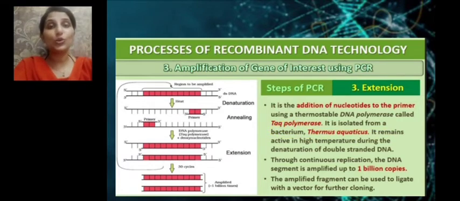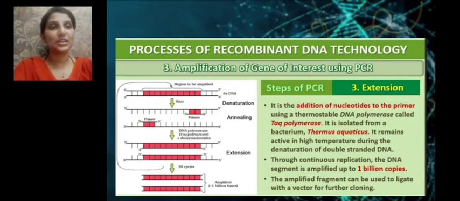It is able to withstand the high temperature at which the PCR is taking place, and this polymerase is called Taq polymerase. So what is the importance of Taq polymerase? Why has this particular Taq polymerase been used for PCR? It has been isolated from a bacterium called Thermus aquaticus. So the source of the Taq polymerase is the bacterium Thermus aquaticus.